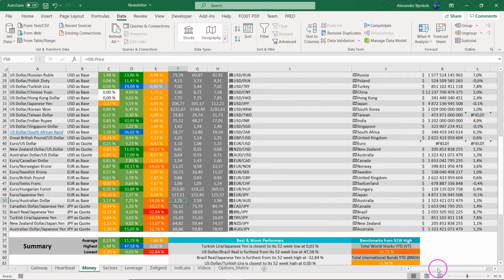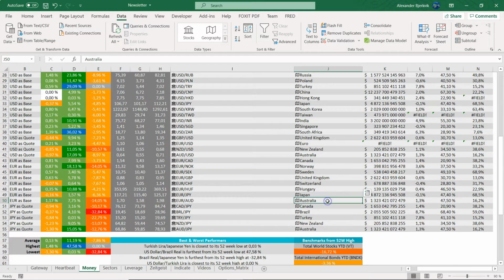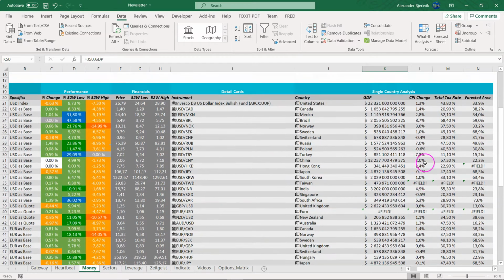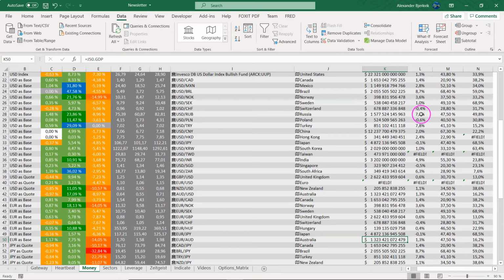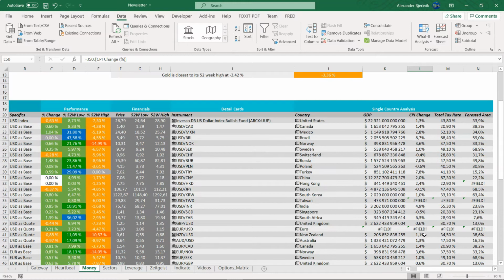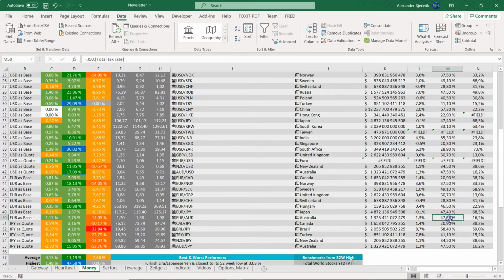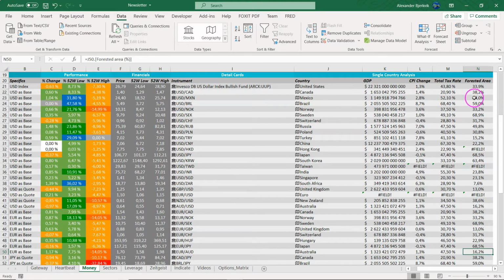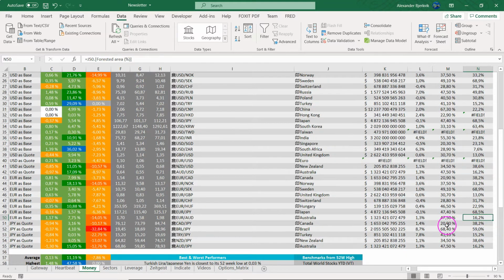Some recent price action. And here is some data about Australia. This is the GDP. The consumer price index change is 1.3%. Total tax rate is 47.50%. And this is actually forested area, 16%.